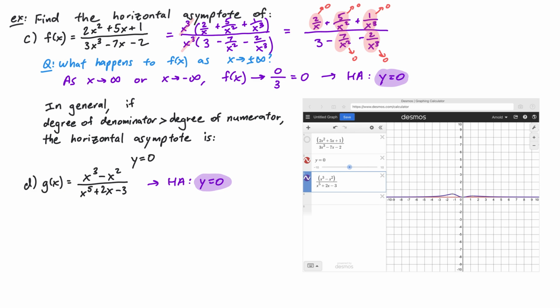So in this video, we learned how to find the horizontal asymptotes of rational functions. We saw that if the degree of the numerator and the degree of the denominator were the same, the horizontal asymptote is y equals the fraction of the leading coefficients. If the degree of the denominator is larger than the degree of the numerator, then we know that the horizontal asymptote is y equals 0.